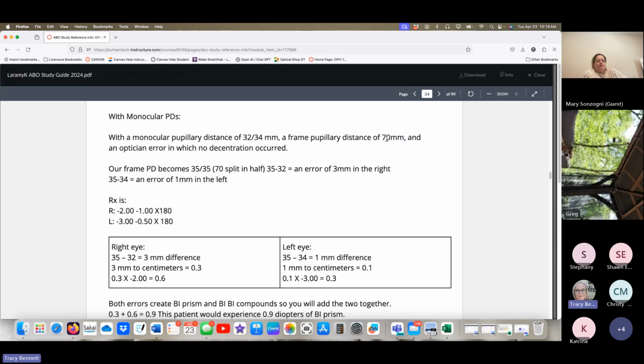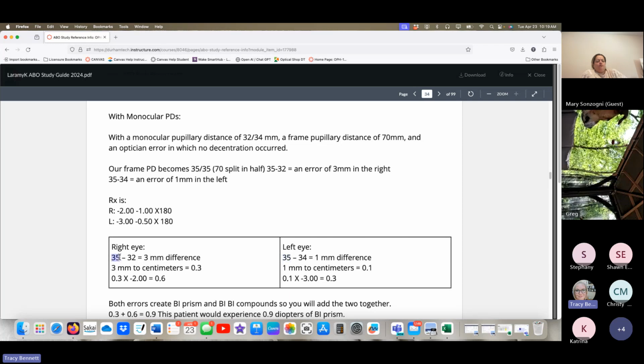So what would we need to do? We would need to divide that 70 in half, right? So that we can start working with the monocular boxing center distance. So 70 divided by 2 is 35. And that's what you're seeing right down here. So you see the 35 and the 35, that's the frame PD divided by 2, because these are monocular measurements that aren't symmetrical. So we're going to get different values for each eye.